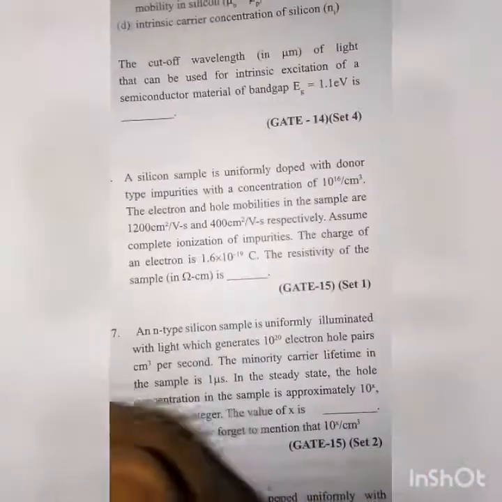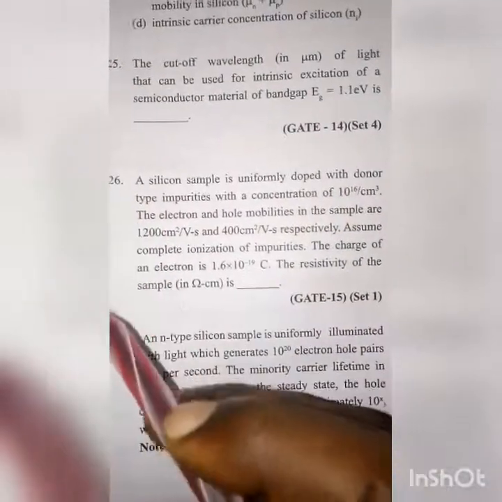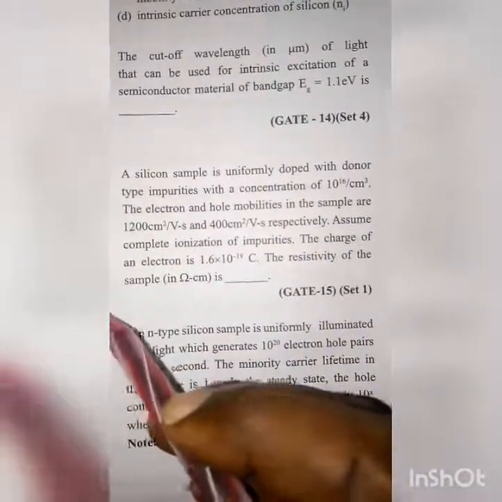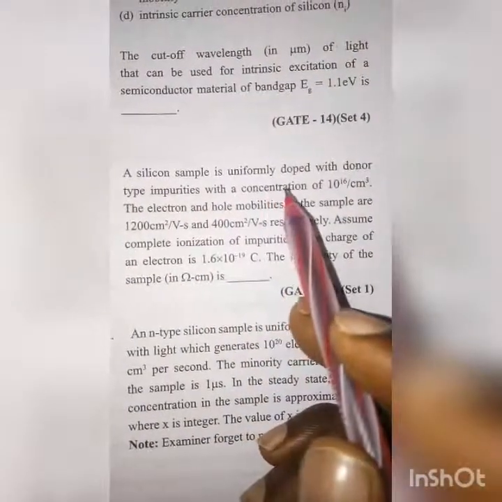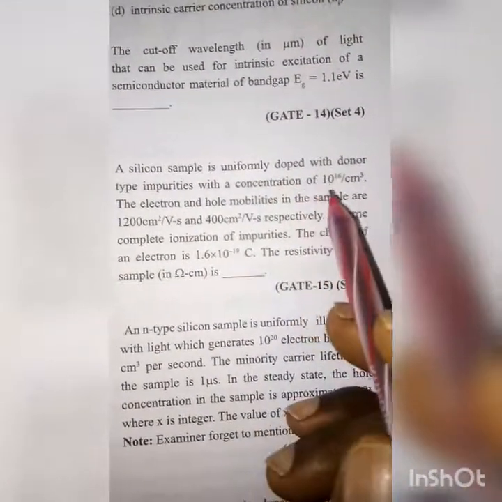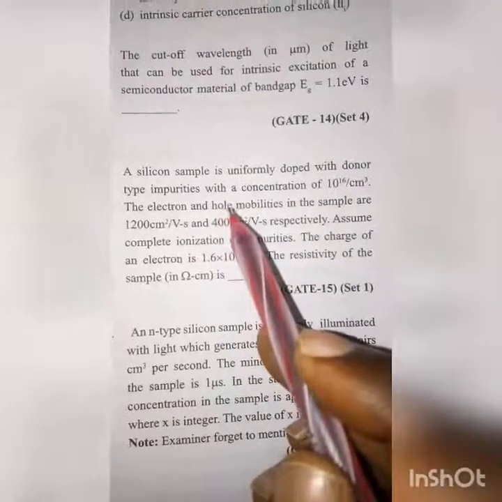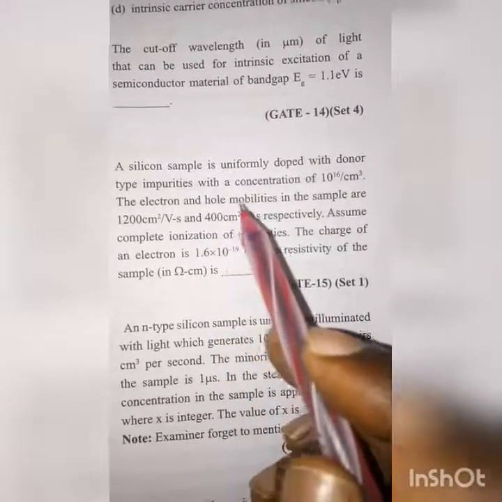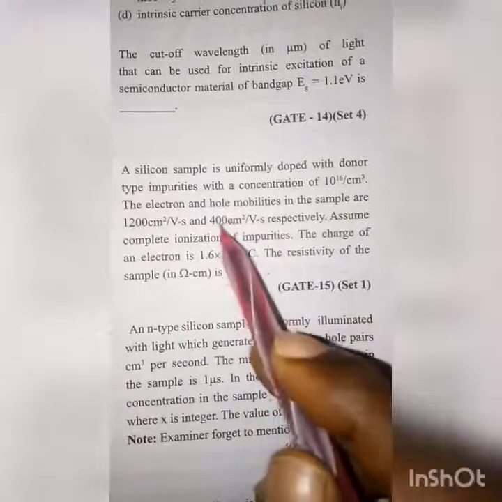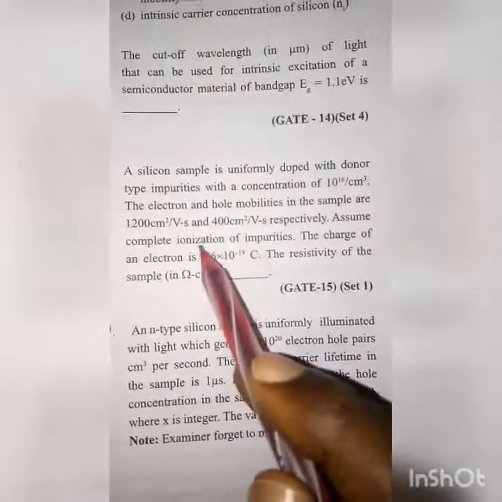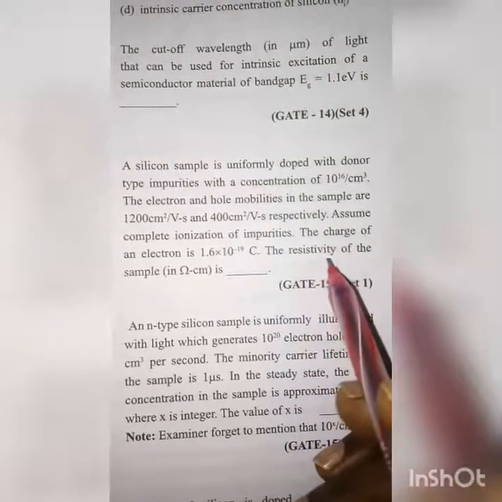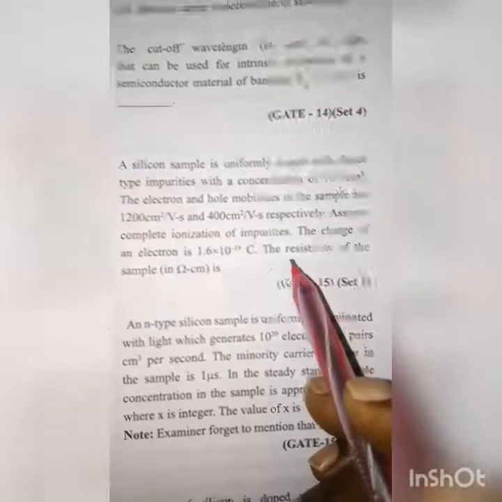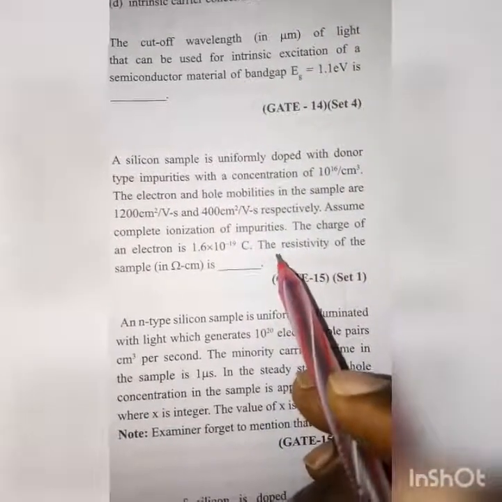See the 25th question. As you just now solved on wavelength and energy band gap. Here he gave donor impurities Nd, and electron and hole mobilities. Assume complete ionization of impurities. The charge of an electron. He asked the resistivity, rho. Rho means 1 by sigma.